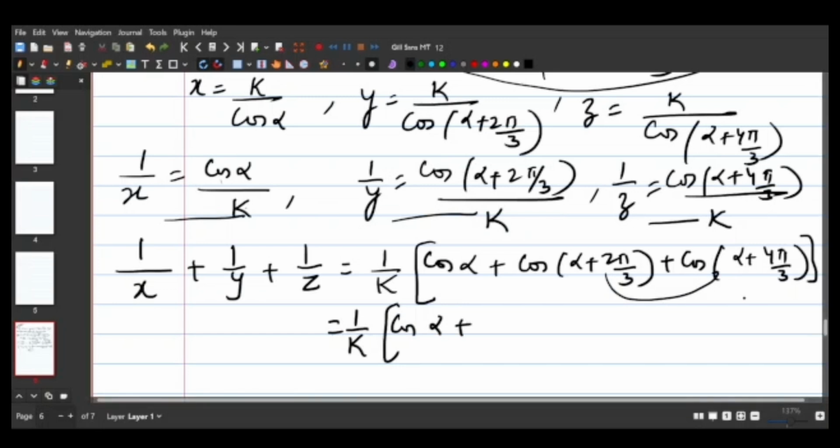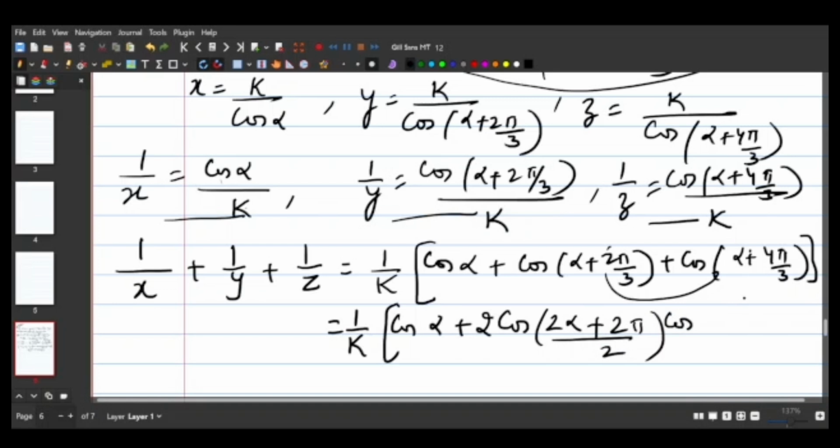Cos A plus cos B, you know what that is? 2 cos of (A plus B) by 2. This is A, this is B. That will give you 2 alpha plus 2 pi by 3 plus 4 pi by 3, that is 6 pi by 3, upon 2, which becomes 2 pi upon 2.